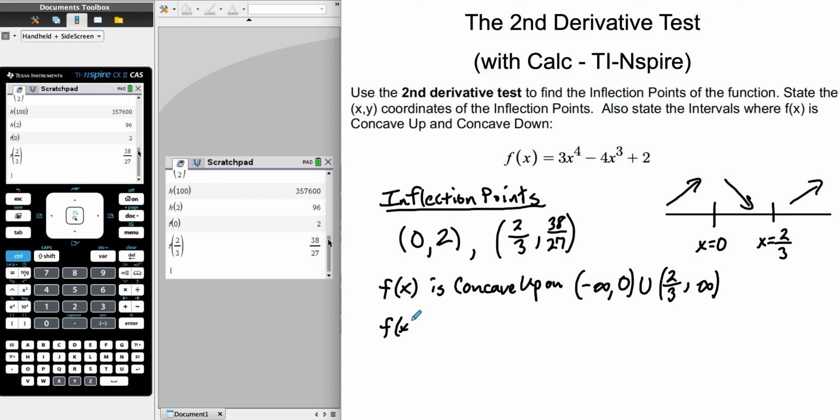And then f of x is concave down, and that's just going to be in this middle interval from 0 to 2/3. So now I've got all my information. I have my inflection points and intervals of concave up and concave down. So I'm done with this problem.